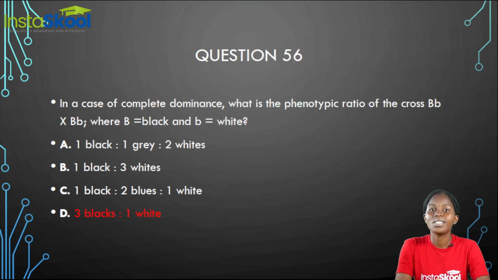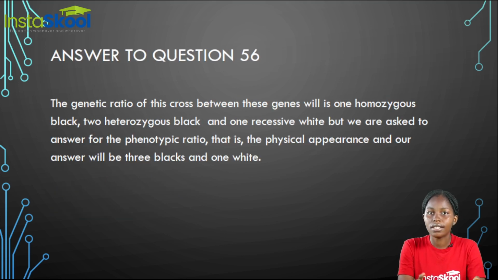Let us now move on to our question 56. In a case of complete dominance, what is the phenotypic ratio of the cross Bb, that is heterozygous B and another heterozygous B, where capital B is black and small b is white? Well, when we cross these two, the genotypic ratio between them will be 1 homozygous black, 2 heterozygous black, and 1 recessive white.